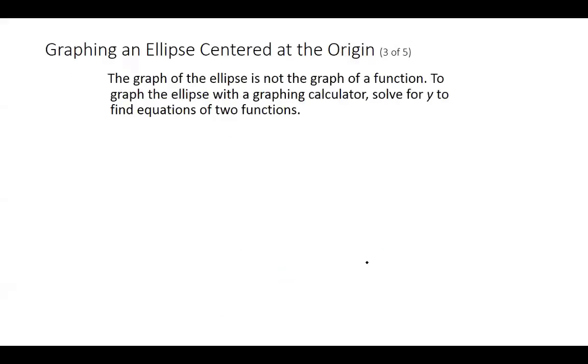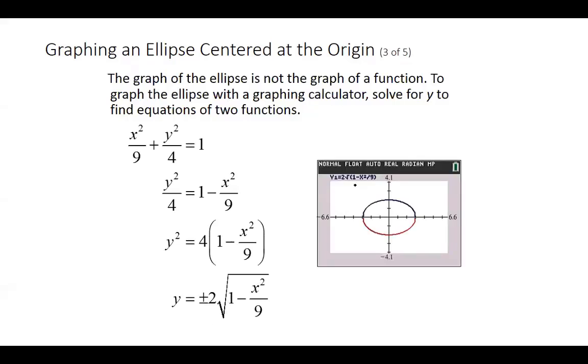The graph of the ellipse is not the graph of a function. It doesn't pass the vertical line test. To graph an ellipse with a graphing calculator, solve for y. If you solve for y and plug that into your calculator, you can see half of the graph at the top and half at the bottom, and it appears as a whole, which would be the graph of the ellipse.